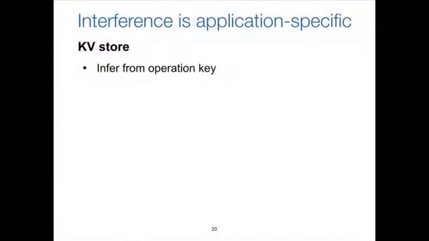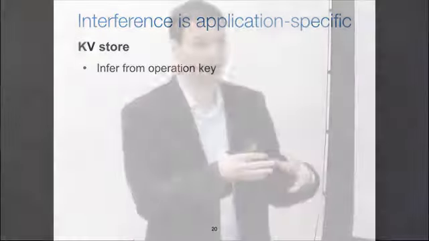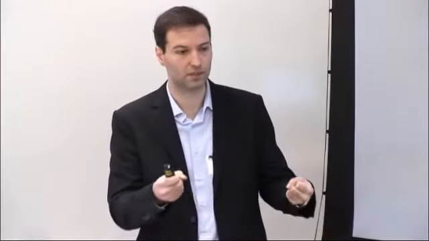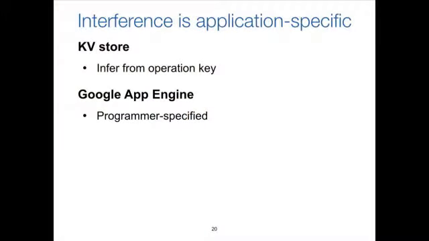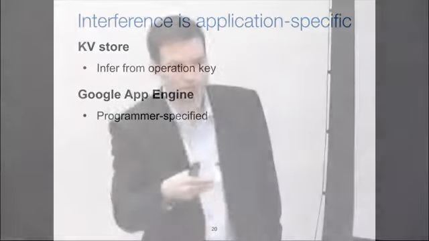For NoSQL systems that are variations of key value stores, it is very simple because we just look at the operation key. If 2 operations have the same key, then they will interfere. Otherwise, they don't. Another approach that we can take is the one taken by Google App Engine, which requires developers to specifically specify which sets of transactions interfere with each other.